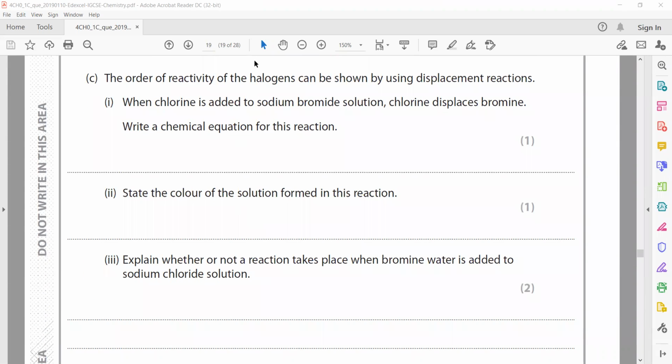The order of the reactivity of halogens is shown by displacement. The more reactive halogen displaces the less reactive halogen. So when chlorine, Cl2, is added to sodium bromide, NaBr, chlorine will displace, so it will form sodium chloride and bromine. The equation must be balanced, so this is a balanced equation.